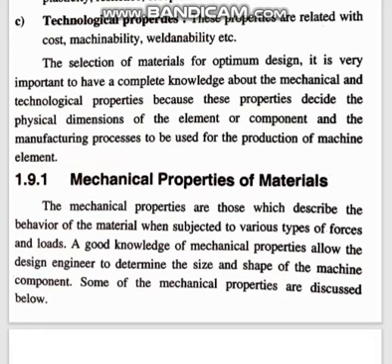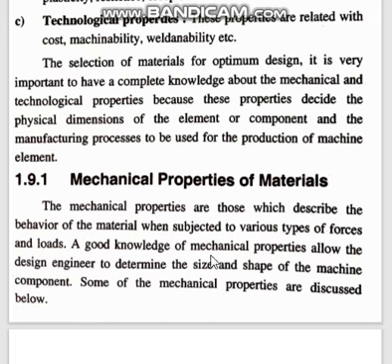Now coming to the mechanical properties. There are other properties like physical properties, chemical properties, and technological properties, but we will be studying the mechanical properties. The mechanical properties are those which describe the behavior of the material when subjected to various types of forces and loads. See, this is the definition. If somebody asks what a mechanical property is, it means some external force is coming, some load is coming, some stresses are induced, and how that material is going to behave. The properties that describe these things are called mechanical properties.